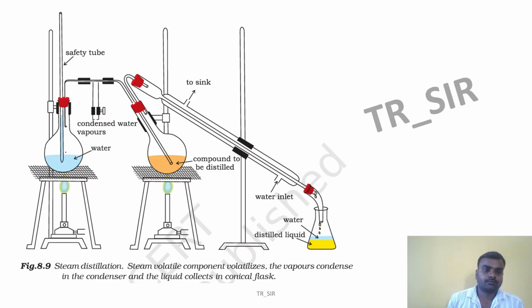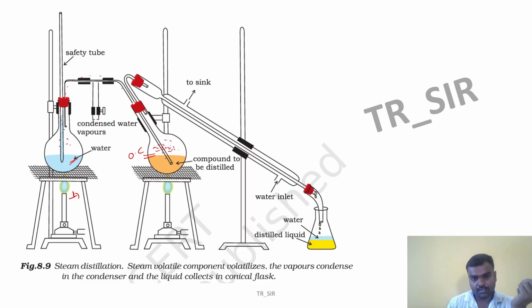So this is the round bottom flask. Here the temperature is there. Here we have taken water, and this is the organic compound. For this water we are giving heat, so vapors are coming. These vapors are falling on the surface of the organic compound.